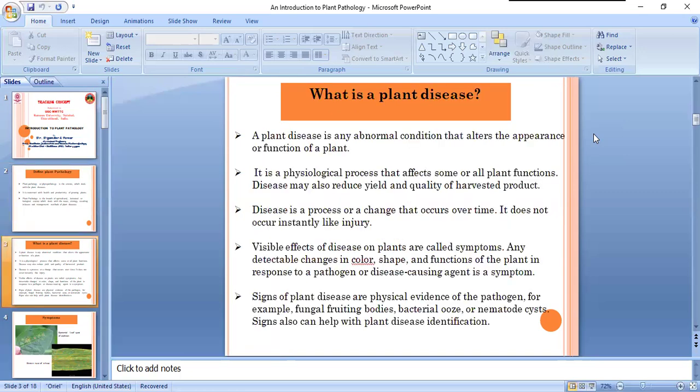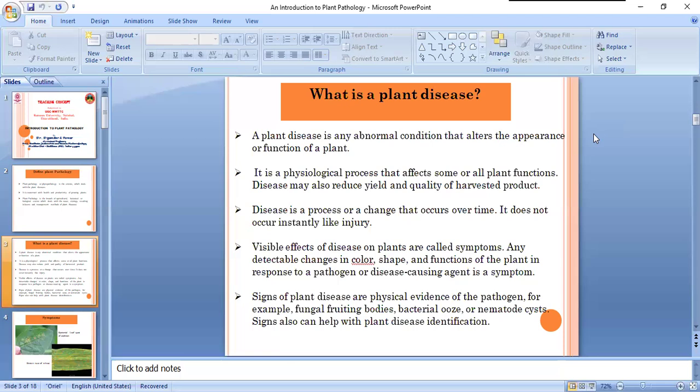So, what is plant disease? A plant disease is any abnormal condition that alters the appearance or function of the plants. It is a physiological process that affects some or all plant functions. Disease may also reduce the yield and quality of harvested products. It means due to disease, the quantity and quality of the product will be lost. Disease is a process or change that occurs over time. It does not occur instantly like injury. It requires a lot of time.